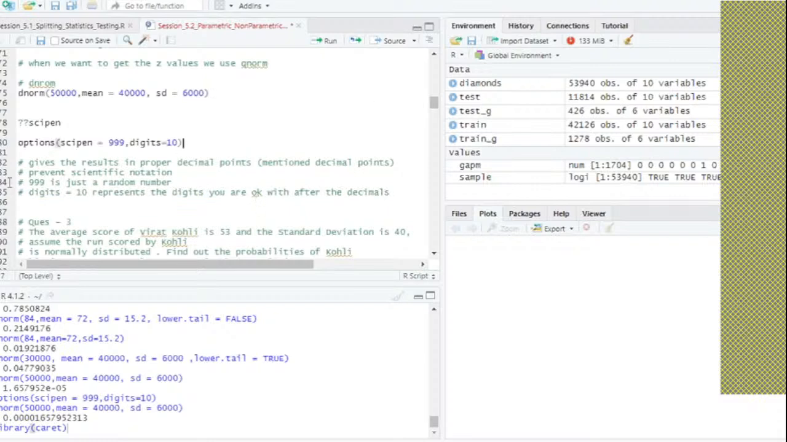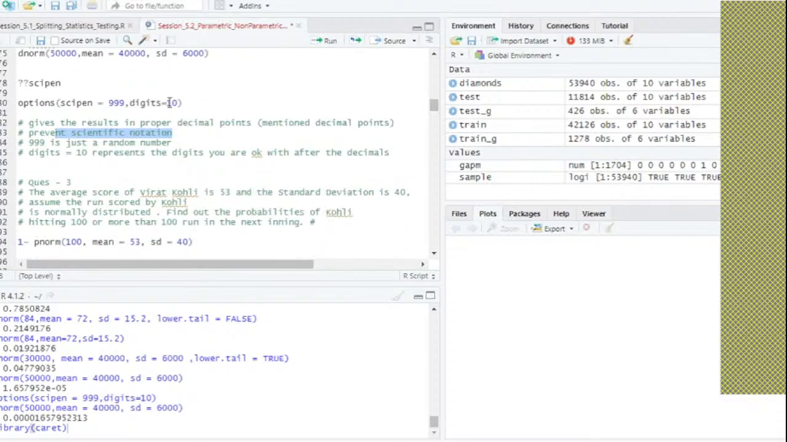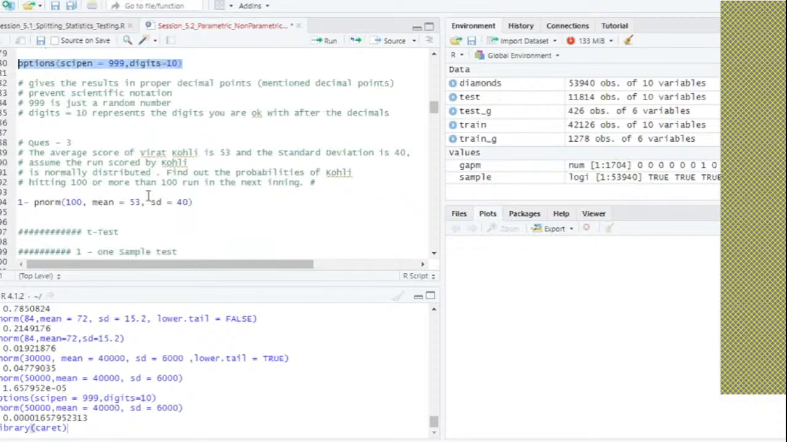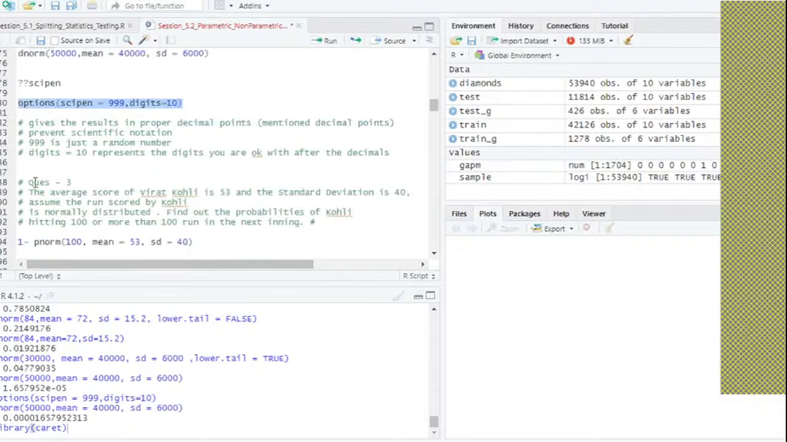999 is just a random number. It's to prevent scientific notation. scipen equals 999 will prevent the scientific notation. Okay. If you are not comfortable with that, you can run this command and it will give you all the decimal places. Okay. Right. So quickly, can you try one more question?